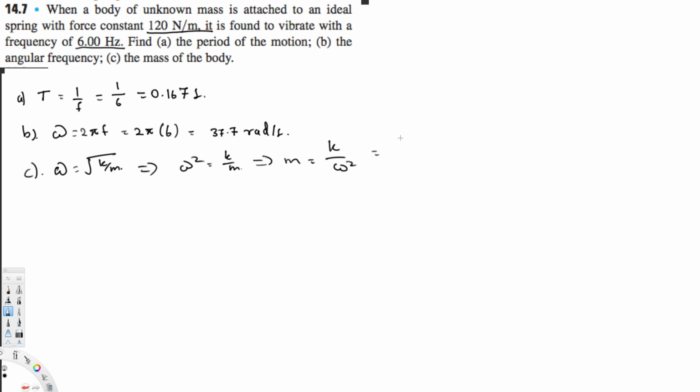We know the k, that is 120 divided by 37.7 squared, because this is what we found out right here. And that's going to give us 0.0844 kilogram. And that is the final answer.